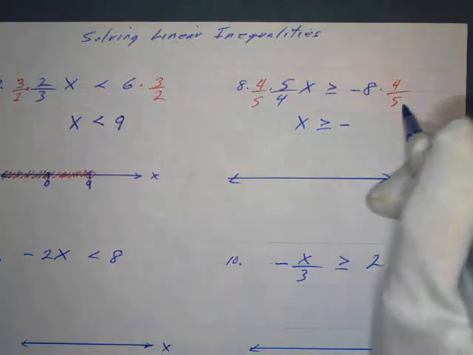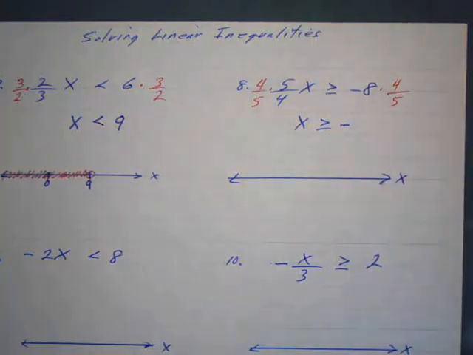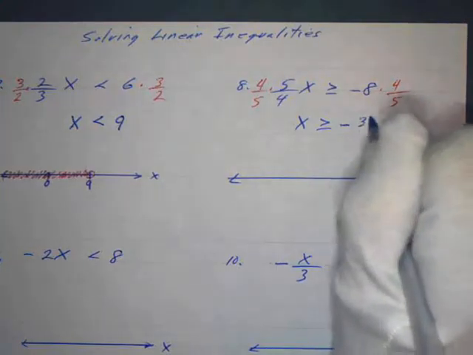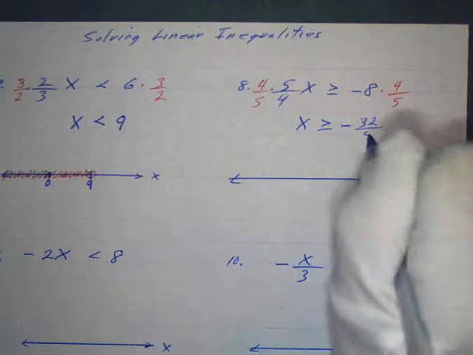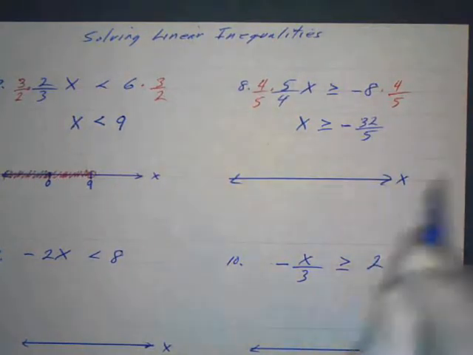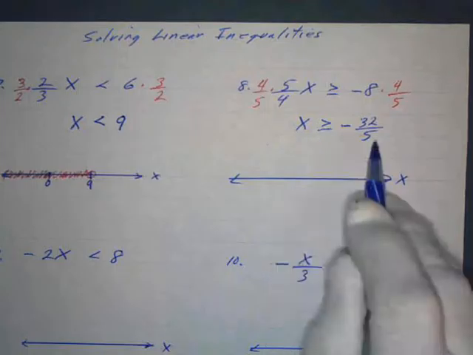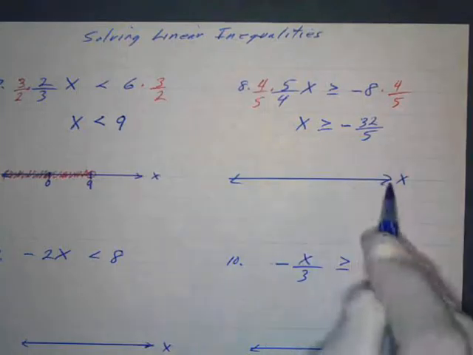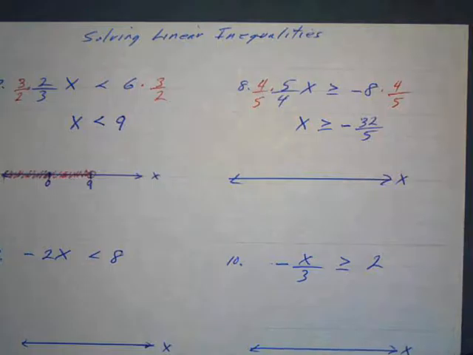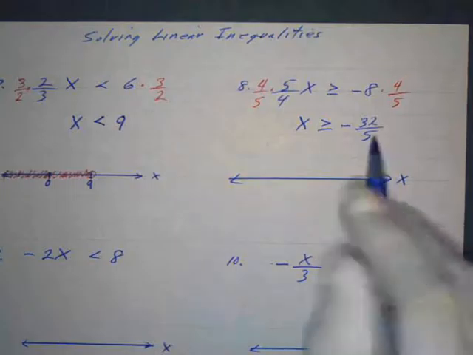And a negative times a positive is a negative. And I've got 4 over 5 times negative 8. So negative 8 times 4 is 32. So I've got 32 over 5. And there we go. So we have a fraction, but don't worry about it. It's going to be greater than or equal to negative 32 over 5. Now, if I had a grid on here and I wanted to place this, I know that 5 goes into 32 6 times. So it would be 6 2/5 or 6.4. So I know it would be between 6 and 7. But I don't really need to worry about that.